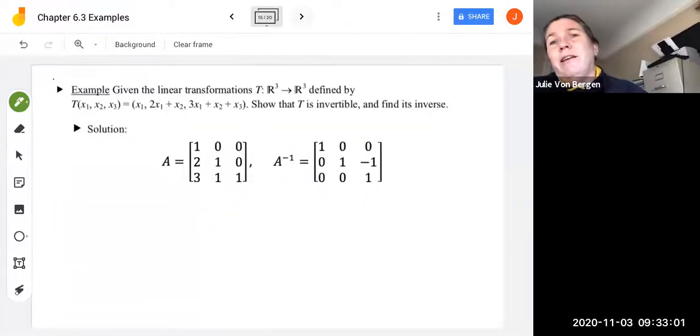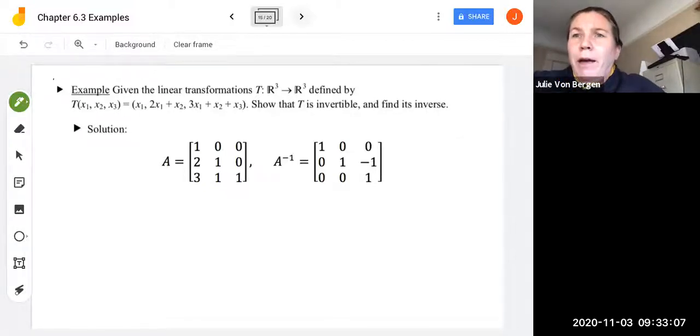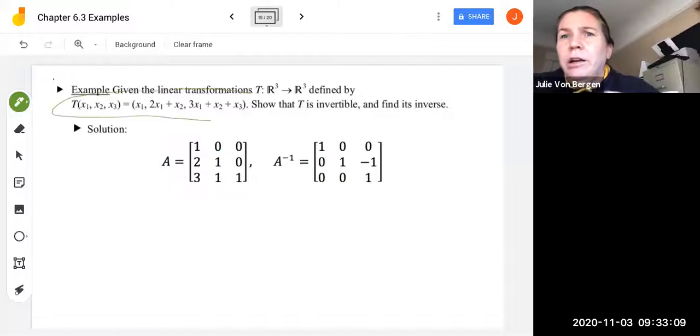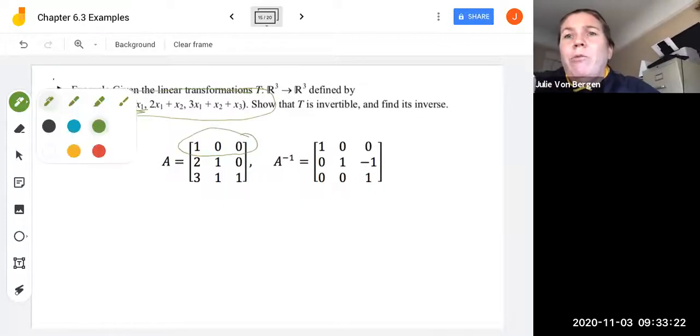So let's take a look at this example. So given the linear transformation T mapping from R3 to R3, defined by this function here, we want to show that T is invertible and find its inverse. So the first entry here is just X1. So then our first row here of matrix A is going to be 1, 0, 0.